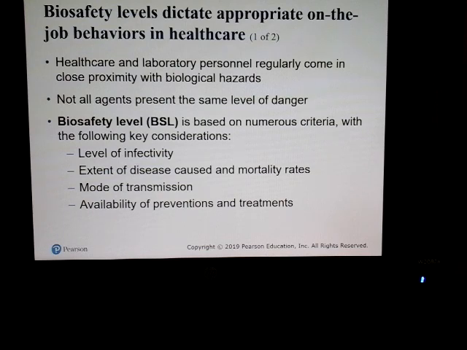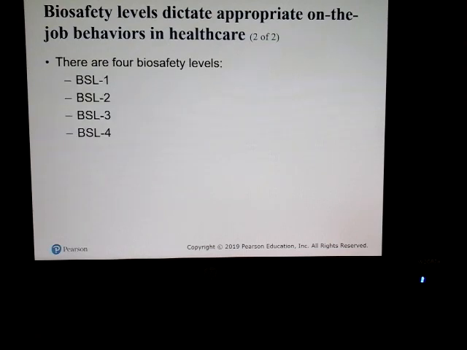So right now, when we look at COVID, we don't really have at the moment a vaccine or a treatment, so that pops up the safety level, which is why the social distancing and stay-at-home orders are in place, because we don't have those treatments yet. So please know there's 4 biosafety levels, 1, 2, 3, and 4.